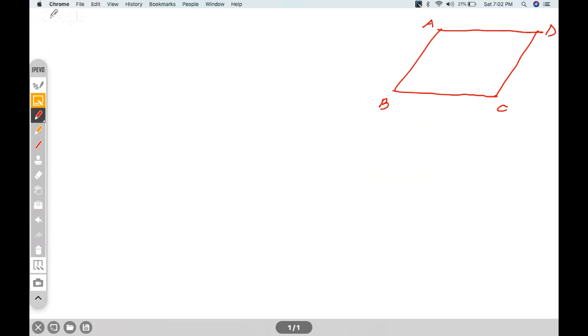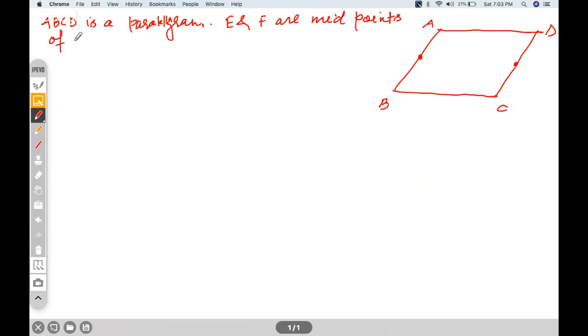So ABCD, I'm saying that ABCD is a parallelogram. Now there is a point E here, and there is a point F here. So E and F are midpoints of AB and CD.